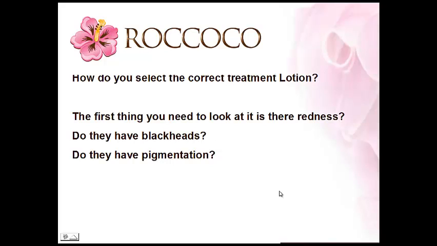Now you're going to see a pattern here with the questioning that I do because it was exactly the same with the cleansers. The first thing you need to look at is, is there redness? And I'm going to go through why in a minute. That's the first thing you're going to look at.